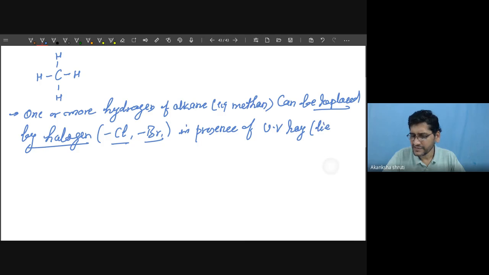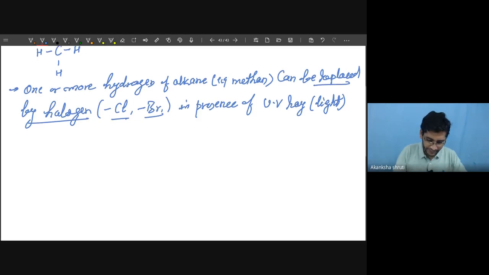Even if we consider the sunlight contains some amount of ultraviolet light, this can also occur. Okay, so that's why sometimes only light is used. So what is going to happen?